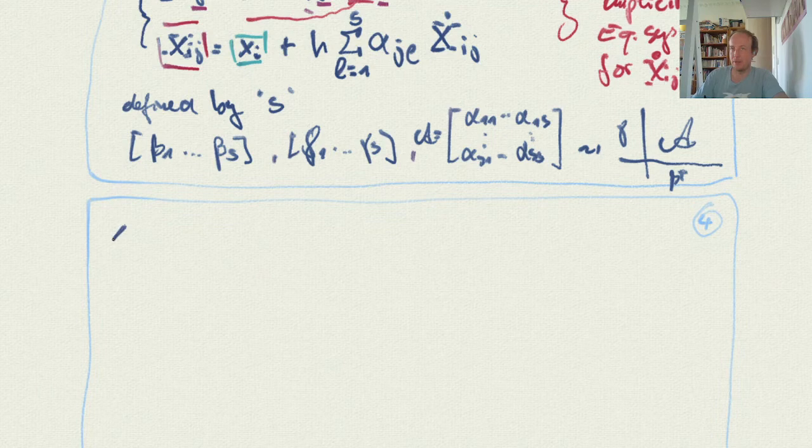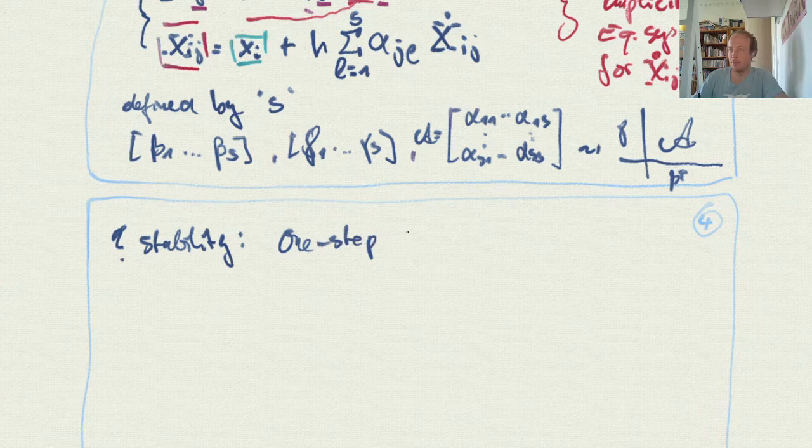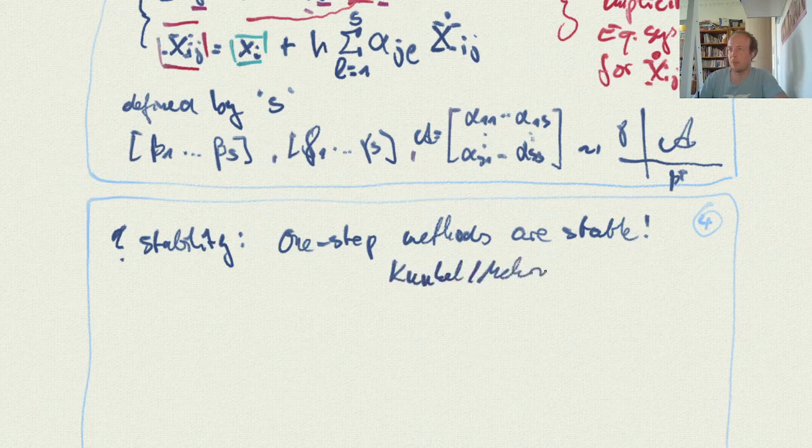And then we will need the question of stability, and you can show that one-step methods are stable. This can, for example, be seen in the Kunkel-Mehrmann book. There's a definition for what is a good notion of stability in this case, and it is also shown that one-step methods are actually stable. It's the beginning of chapter 5.1.